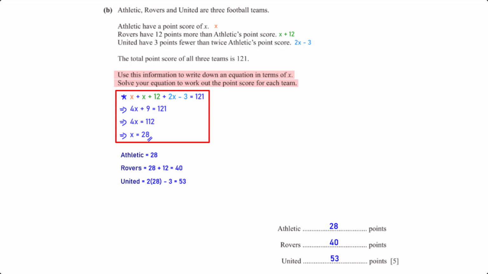Now that we have the value of x, the point score for Athletic is 28. The point score for Rovers is 28 plus 12, which is equal to 40. And the point score for United is 2 times 28 minus 3, which is equal to 53.